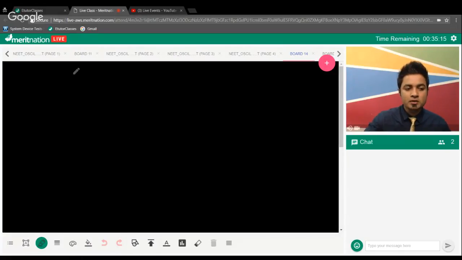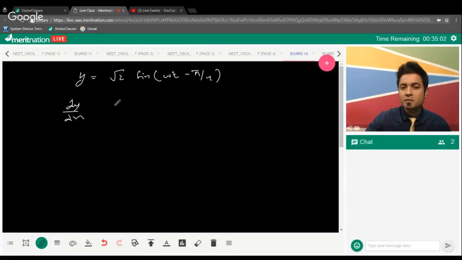How are we going to do it? See, y is equal to this. We have got it, sine omega t minus pi by 4. What you can do is calculate the velocity or probably the acceleration as well. So in the first one, I'm going to write it here as root 2 omega cos omega t minus pi by 4. And once you do the double derivative of it, meaning d square y upon dt square.